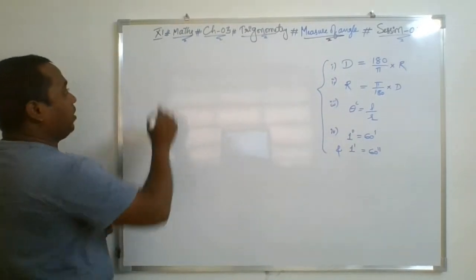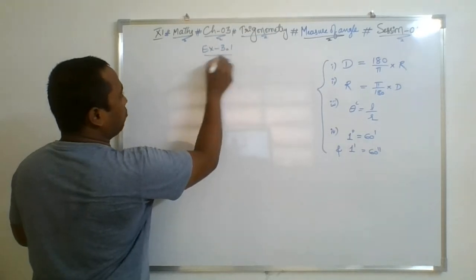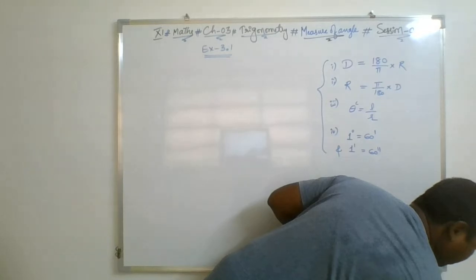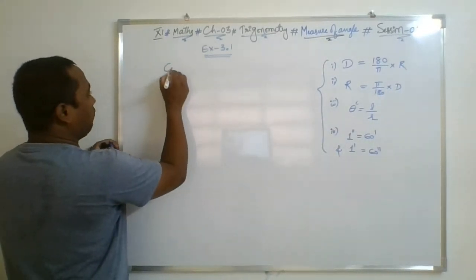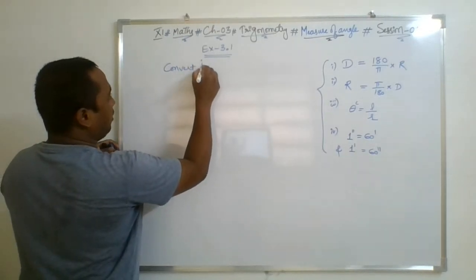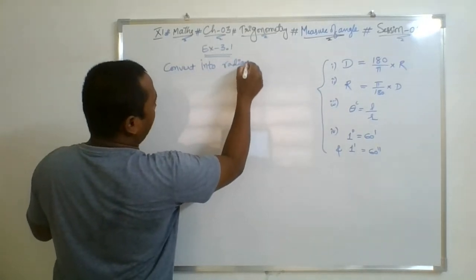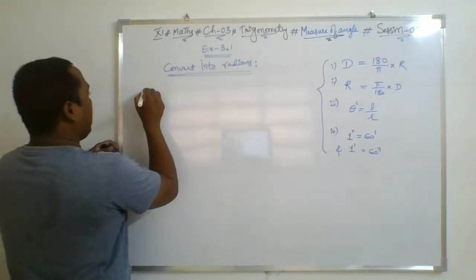Now, what is the first question in the exercise? The first question is to convert the following into radians. Radian measure में convert करना है. And the angle is given.